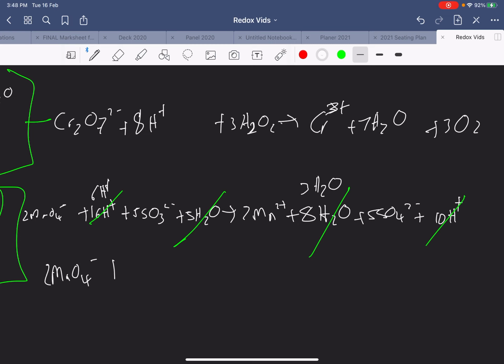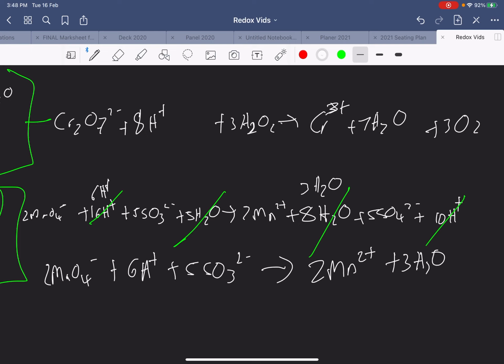Okay, so I'll rewrite that. 2MnO4 minus plus 6H plus plus 5SO3 2 minus goes to 2Mn2 plus plus 3H2O plus 5SO4 2 minus. Okay, now if you're not convinced that this balancing has worked, you can actually manually check your addition.